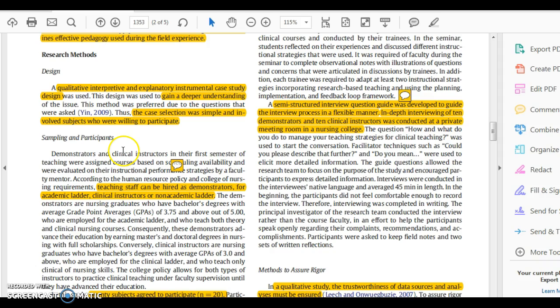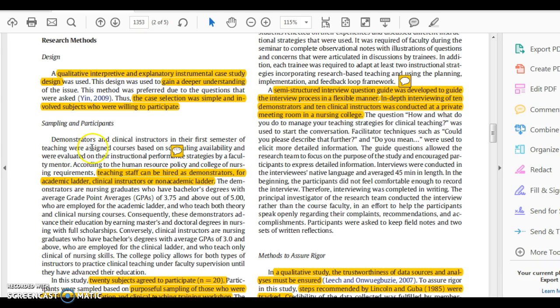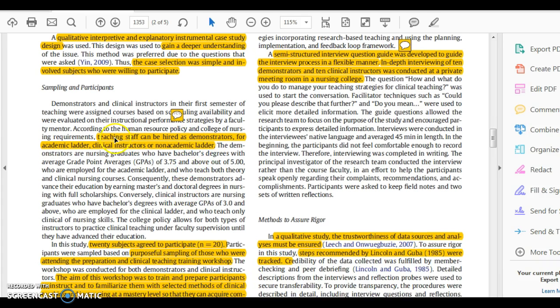So the sampling and the participants. They talked about the demonstrators and the clinical instructors in their first semester of teaching who were assigned. However, they explained how their schedule was assigned. I know the definition of the clinical instructor and also demonstrators. I had to write that in there, and then I highlighted what they meant by this. Here's the demonstrators.